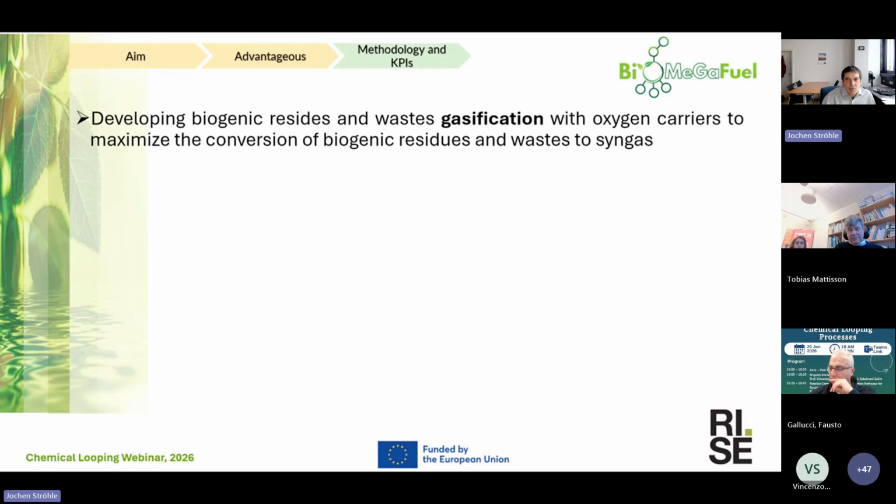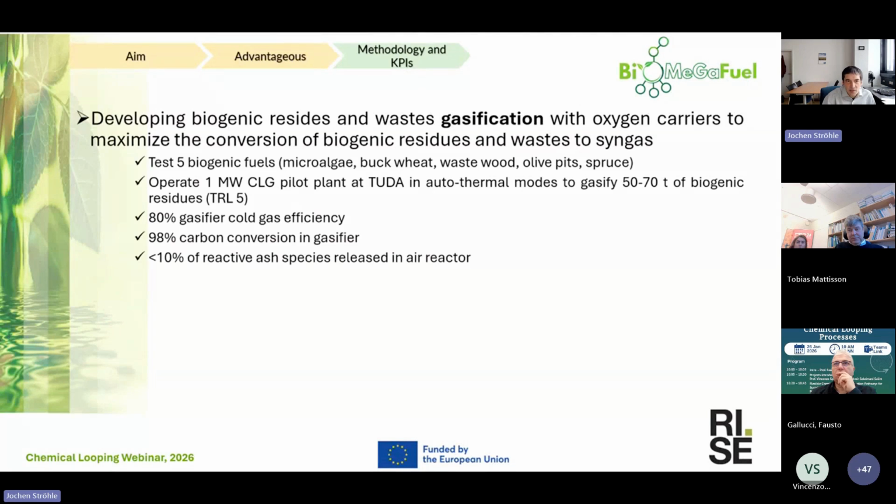So what is the methodology we are going to use? We are developing this waste and residues gasification with oxygen carriers to maximize the conversion of the feedstock. So we will test 5 biogenic fuels. We are already testing them in a small scale. These are microalgae, buckwheat, wastewood, olive pits, and spruce. Then we operate a 1 megawatt pilot plant in autothermal mode to gasify around 50 to 70 tons of residues. So we are aiming for TRL5 in this unit.